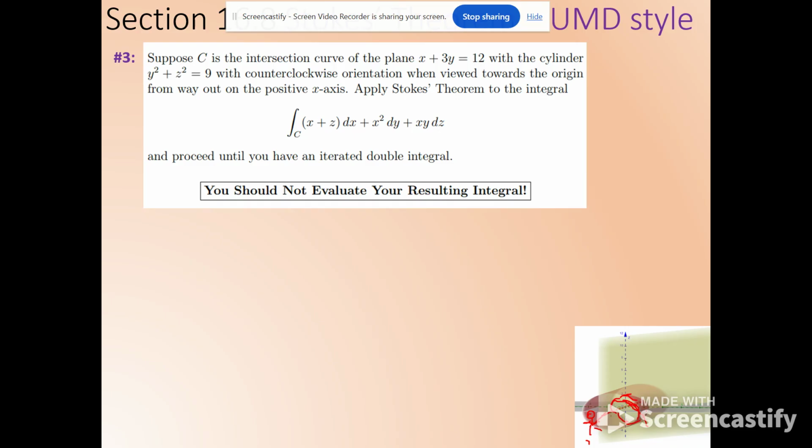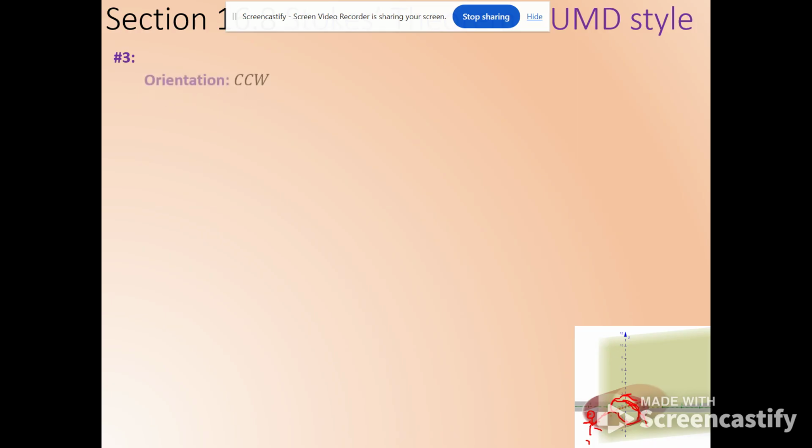And they want me to apply Stokes' theorem to a line integral, right? And proceed until I have an iterated double integral. And once again, they're not asking me to evaluate it. So I make note of my orientation, so I don't have to change the sign of my resulting answer.